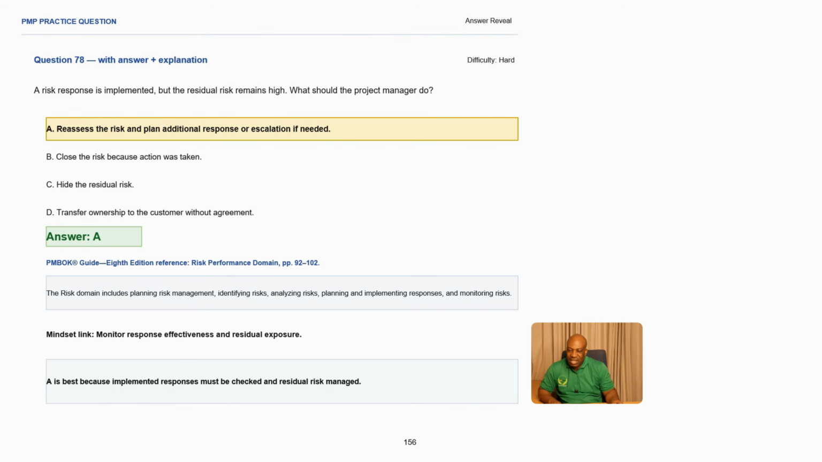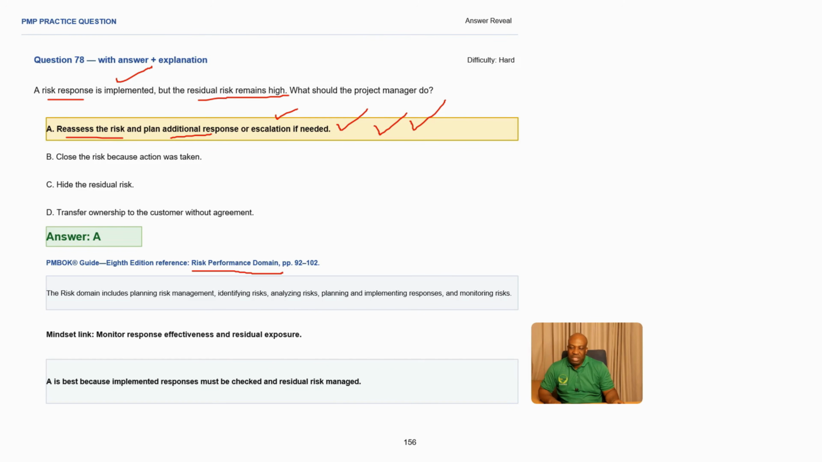So the best answer here is A. Okay? You need to reassess the risk and plan additional responses or escalation if needed. So the best answer here is A. Because the risk response has been implemented, you can see it here, but there's a residual risk, which is also still very high. What is our reference to our PM book?